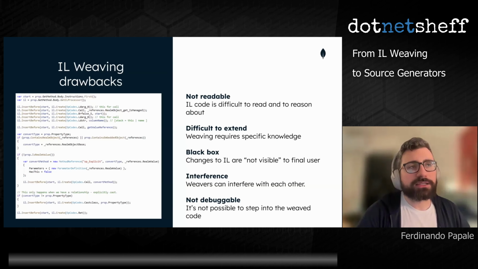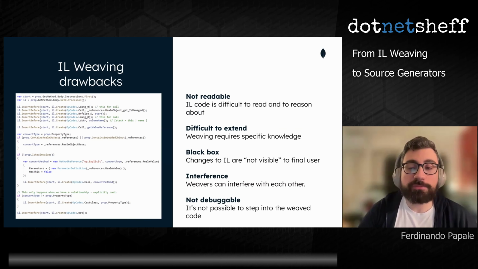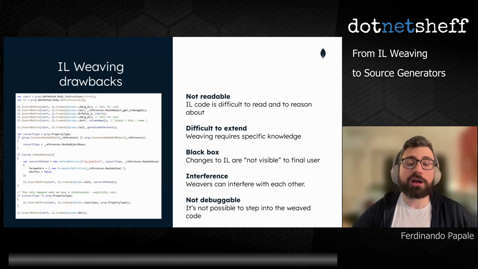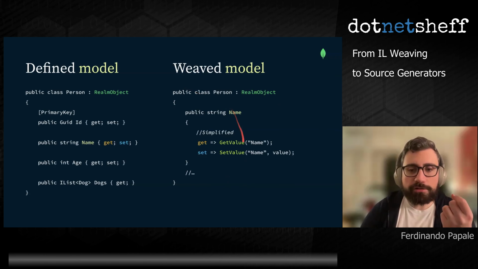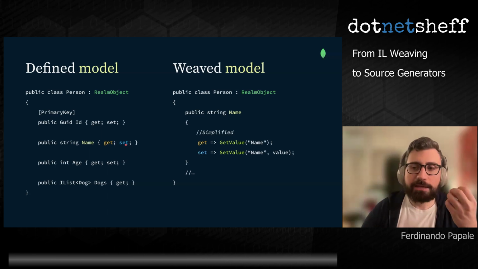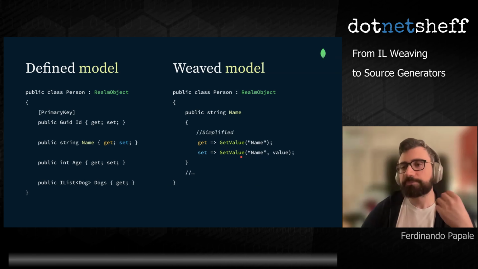Okay, so as I said, weaving has been an extremely powerful technique for us because it allowed us to hide a lot of complexity behind the model definition. Also because essentially this is what makes the Realm objects live. This is what makes the object essentially a shell, because every time you call a property, you are getting the value or you're setting the value.